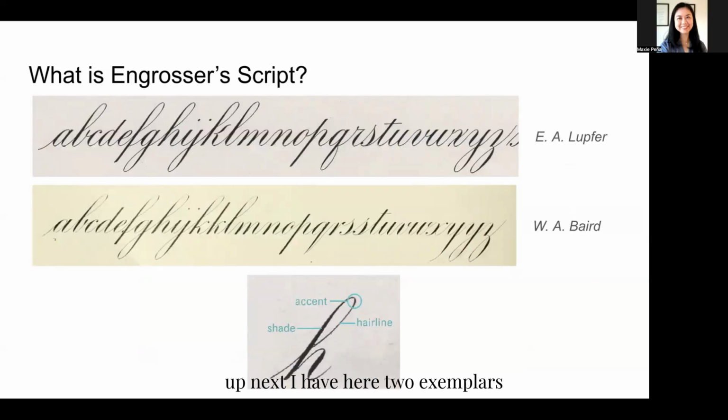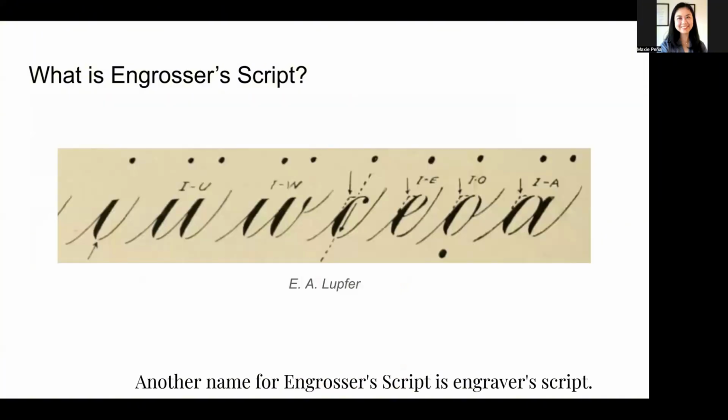Up next, I have here two exemplars that represent two excellent examples of Engrosser script from a couple of famous penmen at the time, Lupfer and Baird. One thing I'd like you to note here is there's a slight shading on the loops that we call accent shades. The purpose of this is to draw your eyes towards the loop and to add more balance to the hairline. Another name for Engrosser script is Engraver script.